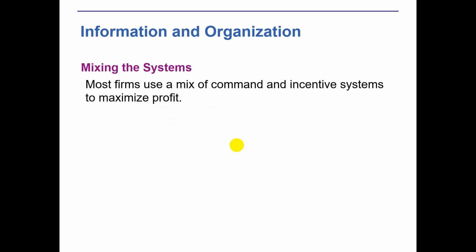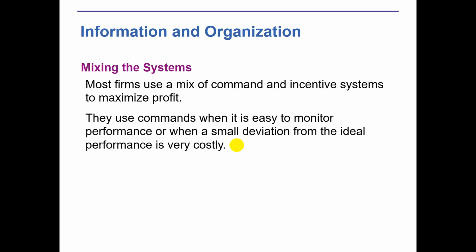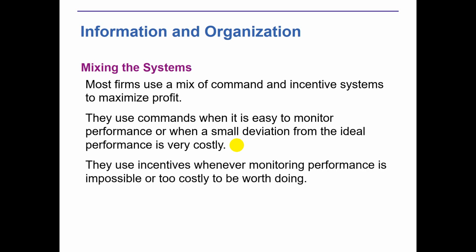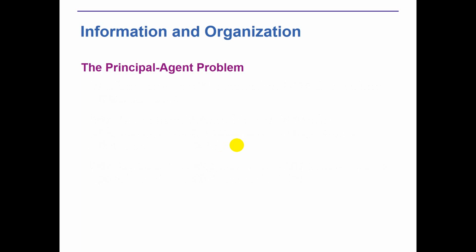Somehow they also mix the systems, and most firms use a mix of command and incentive systems to maximize their profit. They use command when it is easy to monitor performance, or when a small deviation from the ideal performance is very costly. Monitoring is difficult and needs a lot of time and resources, so that's why they use the command system when monitoring is easy. But they use the incentive system where monitoring performance is difficult or impossible or too costly to be worth doing. So in that case, they use incentive systems. So what is the principal agent problem?